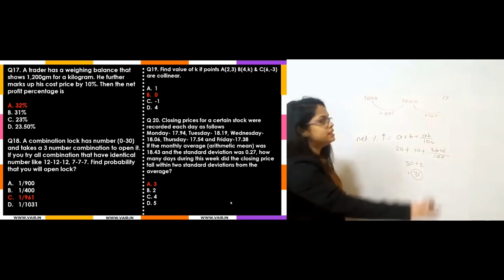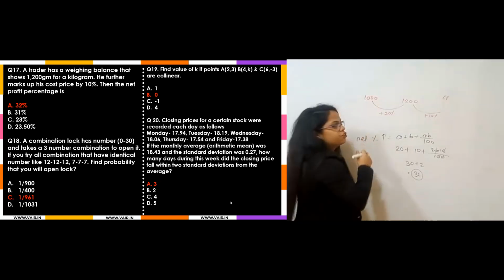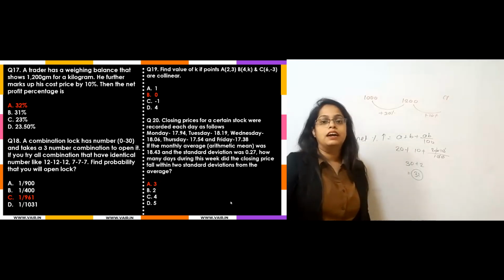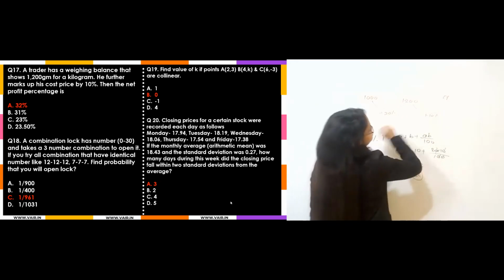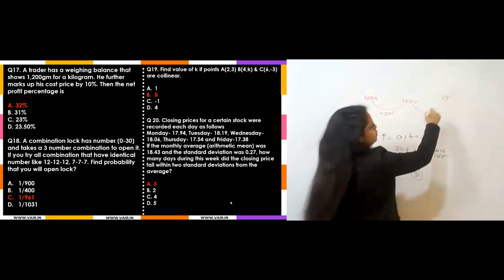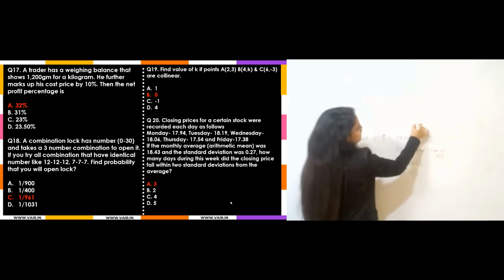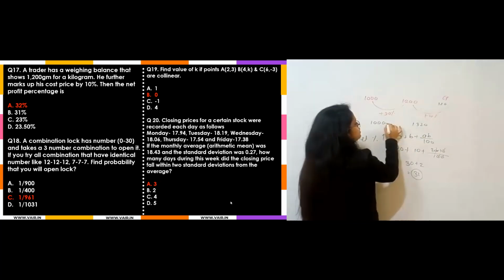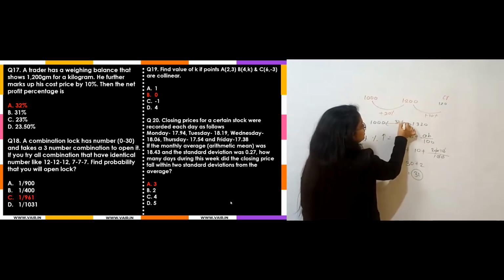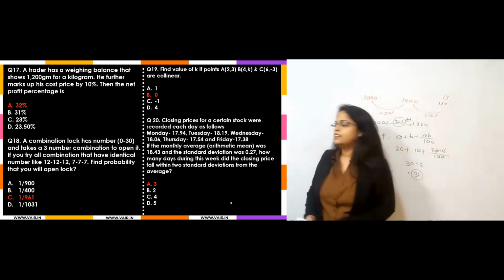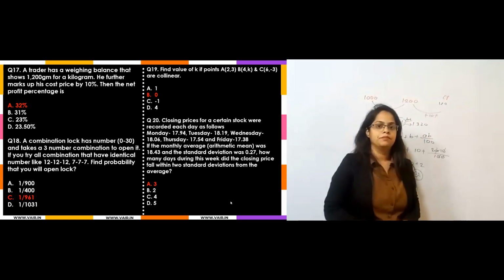Or simply you can see on 1000 he is already showing the 1200 gram and for this one again 10% extra. 10% of 1200 will be 120. That means on 1000 he will sell at 1320. So this percentage increase is 32%. So this was your answer. That's it. Easy. Option number easy.